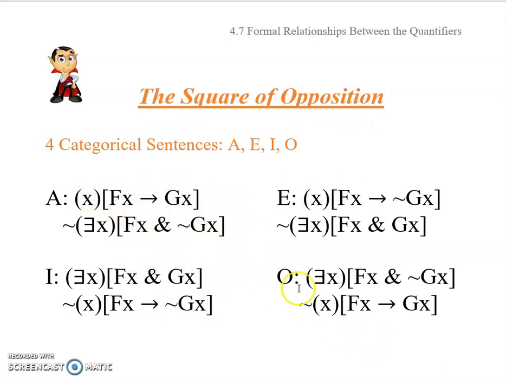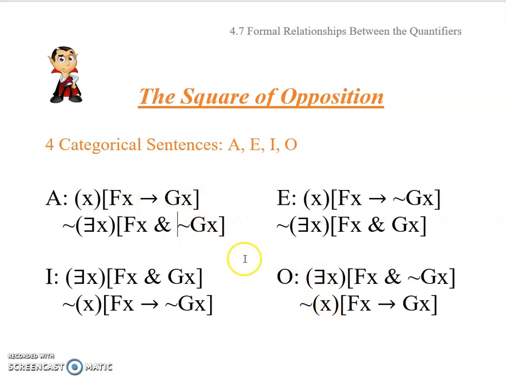For example, let's look at the A and the O. If you look at it in terms of the universal quantifier, look at what you have. The O statement is the negation of the A statement. And it doesn't matter which one you look at it in terms of. If I look at the A in terms of the existential quantifier and the O in terms of it, I notice that the A statement is the negation of the O statement. And so A and O statements are basically of the form P and not P, and so they contradict one another.